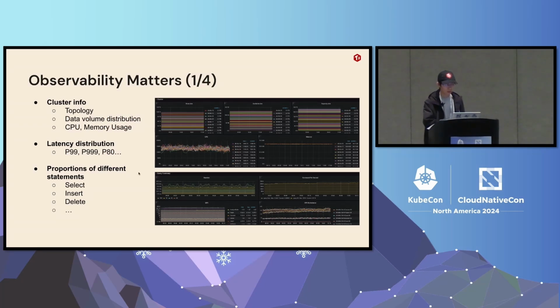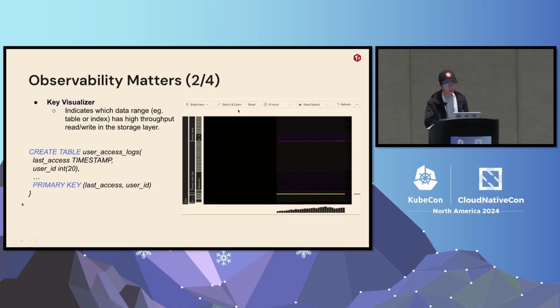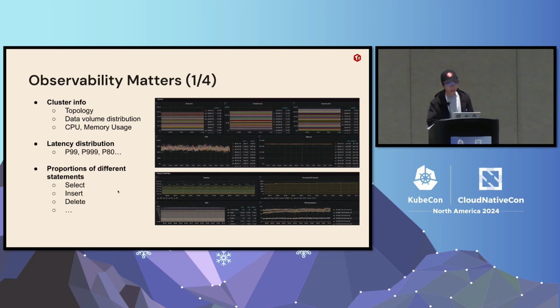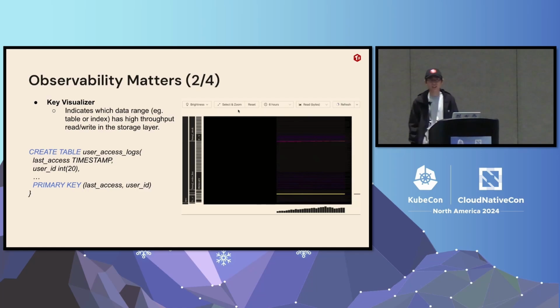And we even have the proportion of the different statements. Meanwhile, if there is a hotspot issue I just mentioned, you can find out from here that the CPU of a single node or the I/O of a single node is very high. But how to locate and identify which SQL or which table has this issue? Yeah, this is the next step.